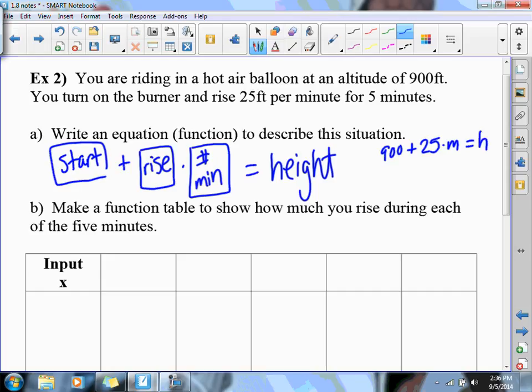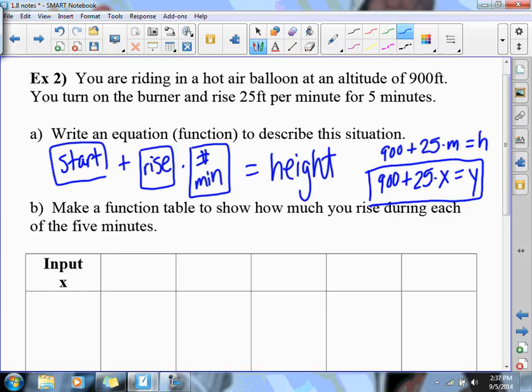Now usually when we're graphing and when we're dealing with input and output, we use the variables x and y. So I'm going to change this just slightly, and I'm going to rewrite it as 900 plus 25 times x, because the number of minutes would be the number that I'm putting into my function. And then I'm going to set it equal to y, because y would be my output. That would be my height that I would get out.